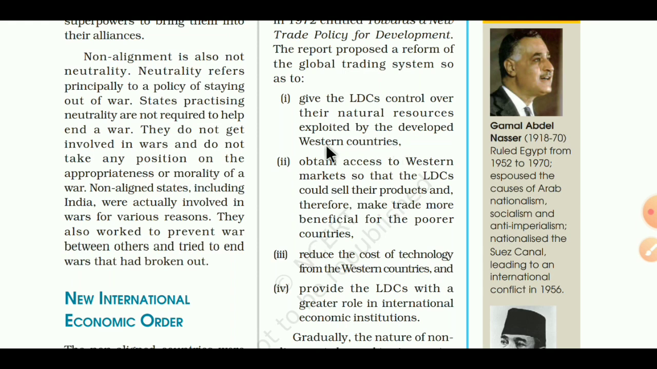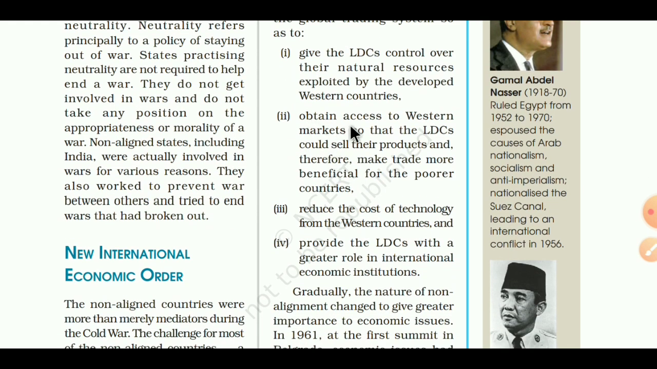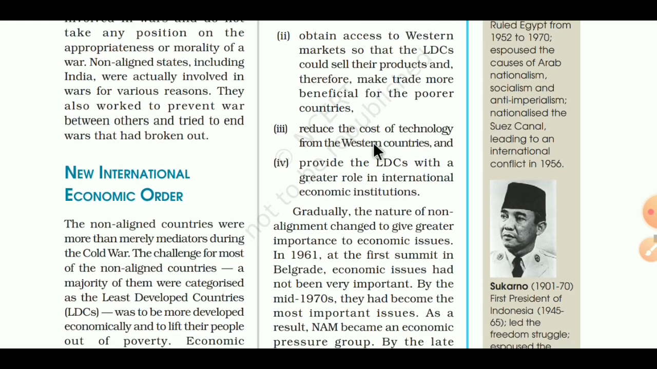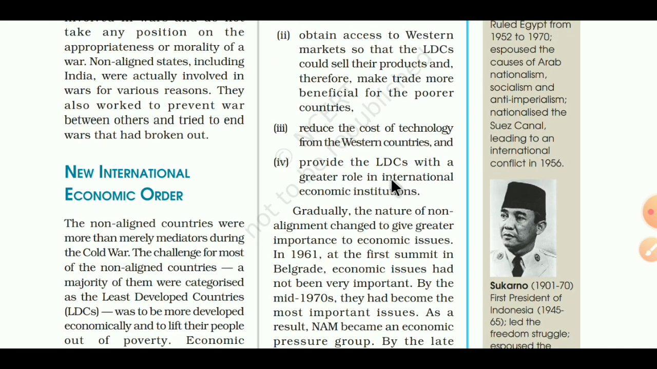After that, they developed access to the Western countries and market, and these non-alignment movement countries get access to the European market and sell their products in their own market, reducing the cost of technology. Whatever technology the Western countries sell, they will reduce its cost and implement it in the non-alignment countries.